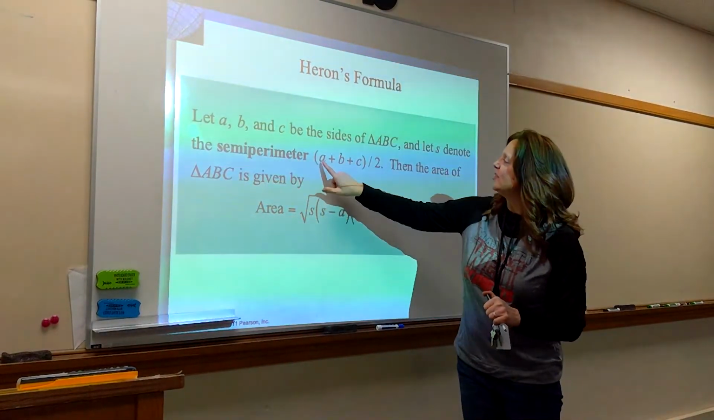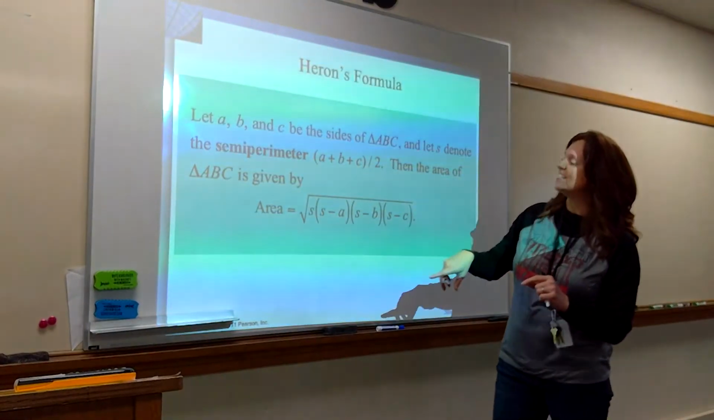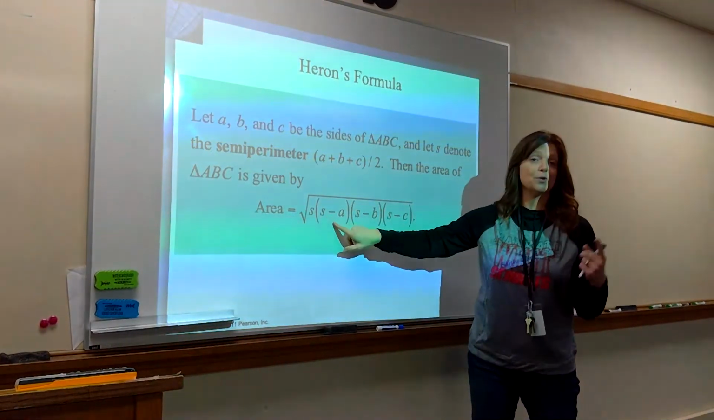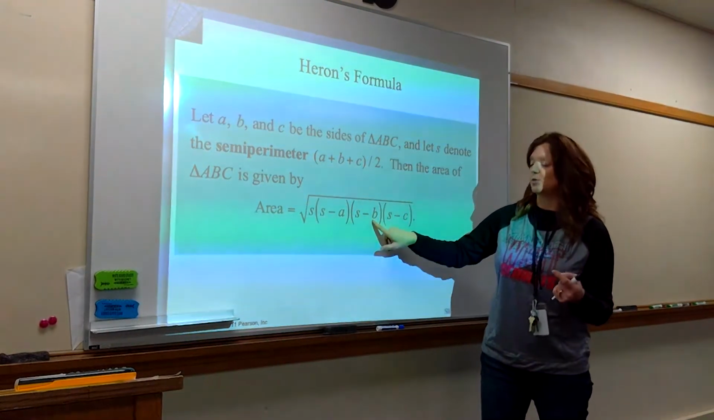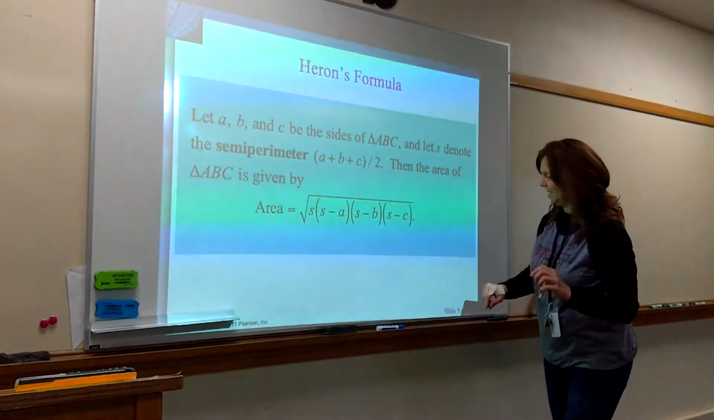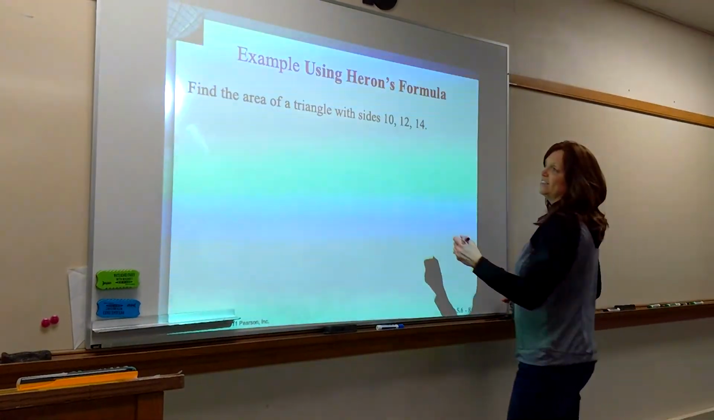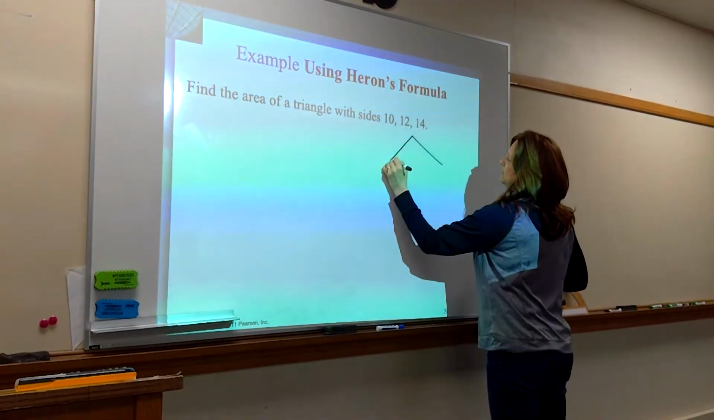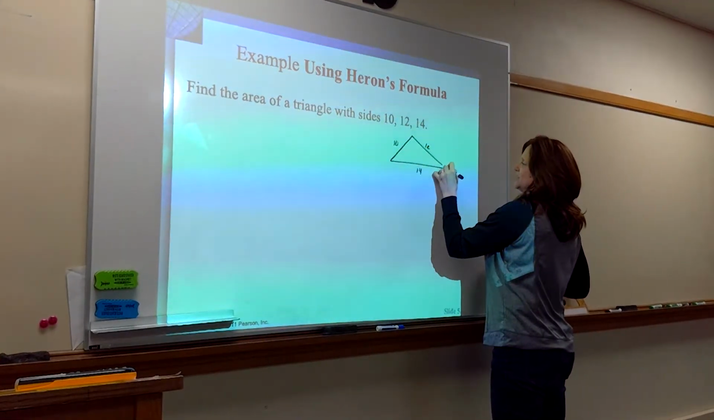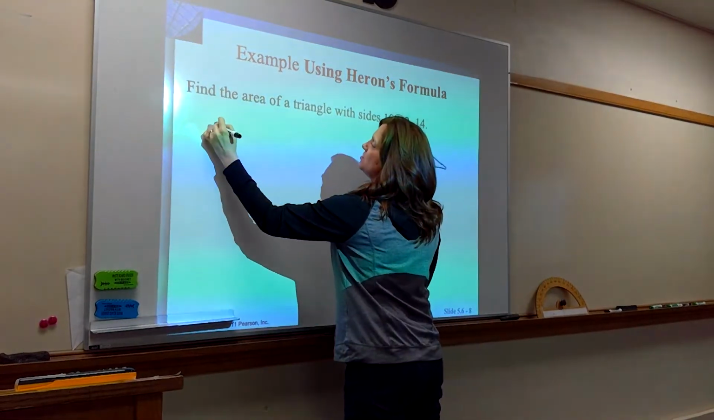Okay, add them up, divide by 2 to get the semi-perimeter, and then the area is given by this little formula. So semi-perimeter minus the first side, semi-perimeter minus the second side, and semi-perimeter minus the third side. Take the product and square root of all of that. So let's give it a try. Find the area of a triangle with sides 10, 12, 14. Picture's not necessary, but our semi-perimeter is. So we'll just quick do that.